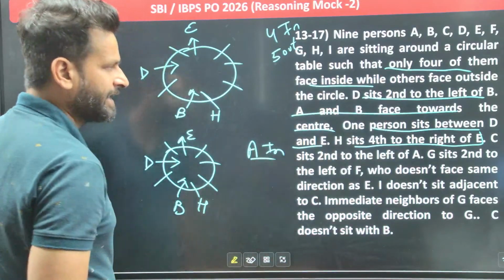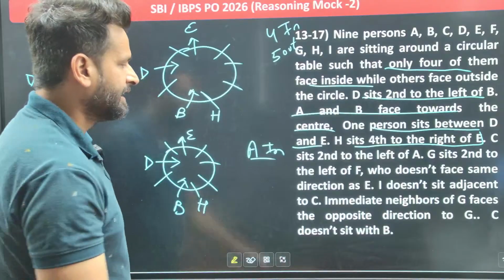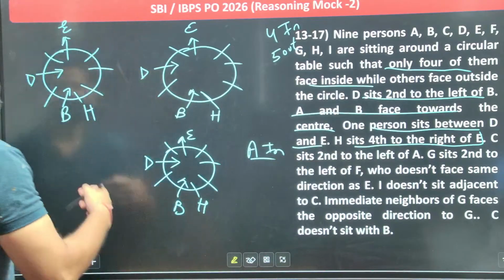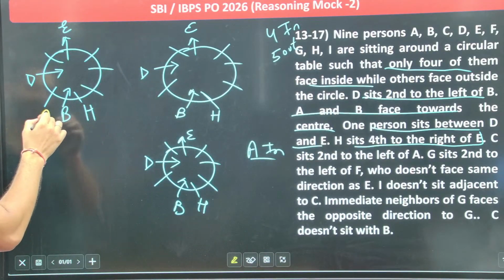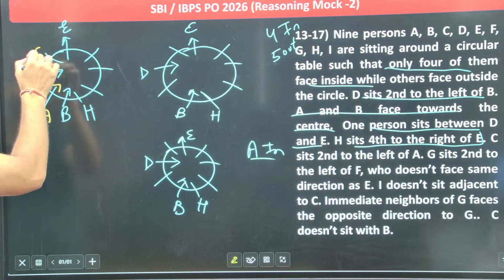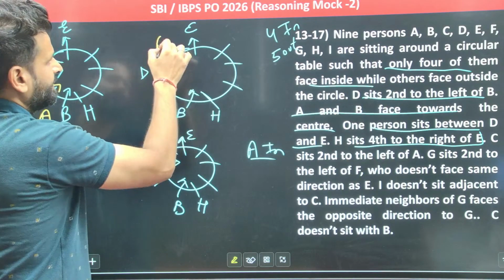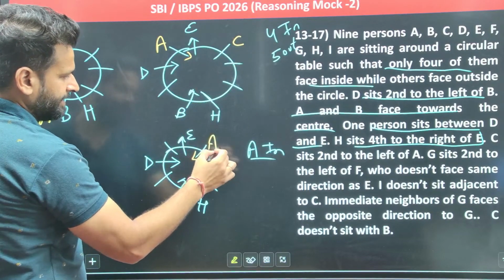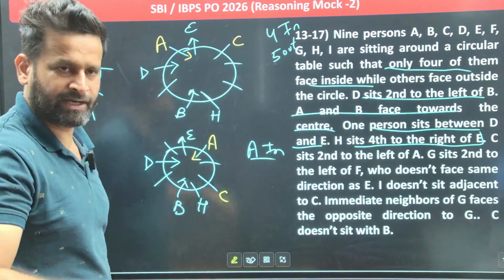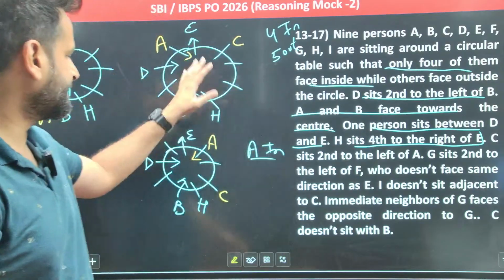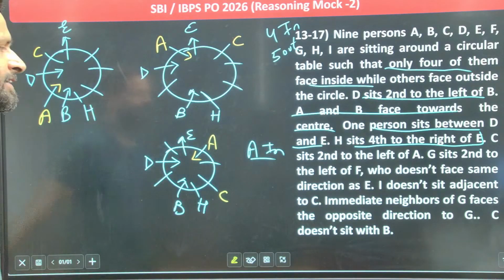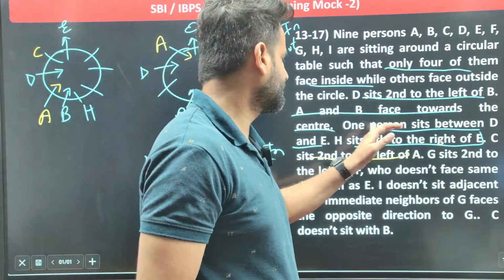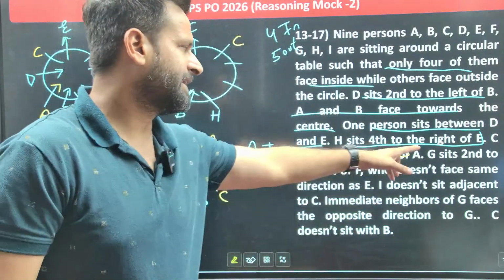So I can start from A also, because the direction is known and C is second left of A. This can be A inside. C is second left of A. This can be A, C second left of A. This can be A, C second left of A. There is no other possibility other than these three. That is why I have drawn these. So C is second to the left of A. Direction was already known. Now I can place this.